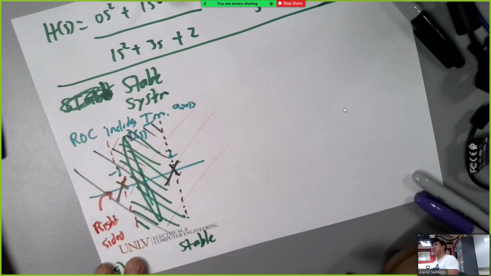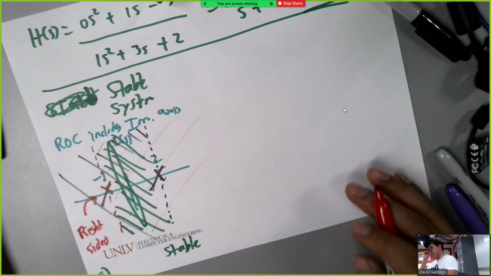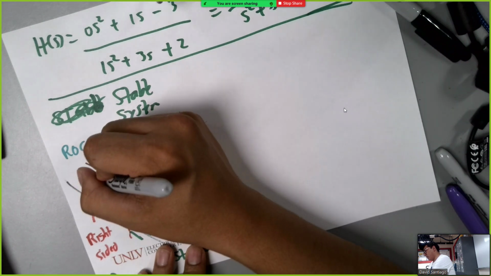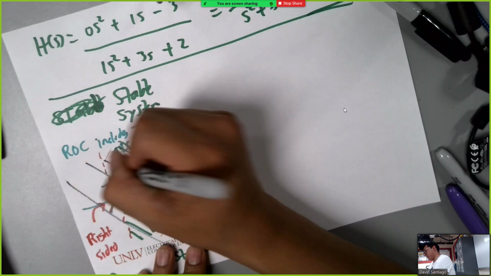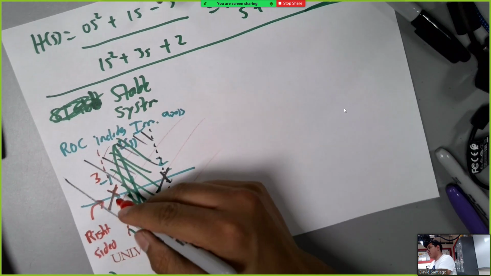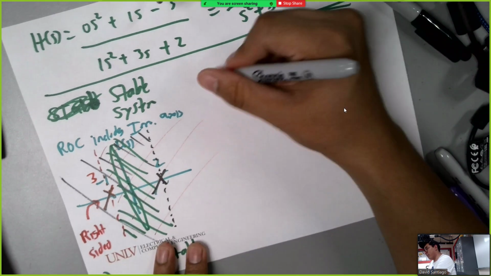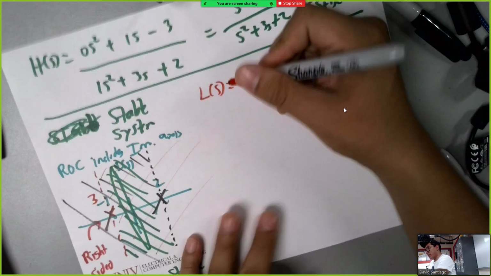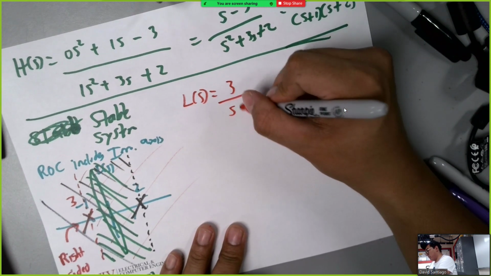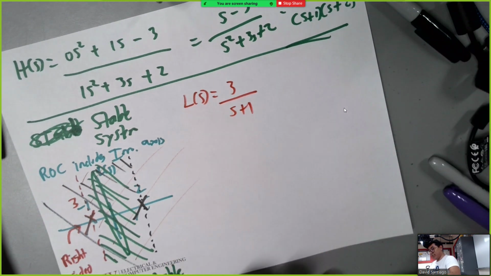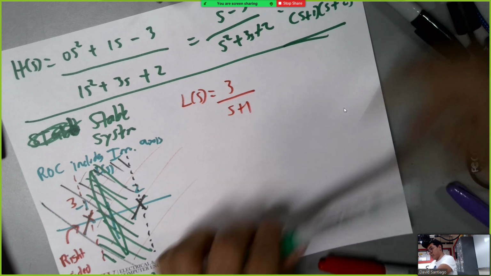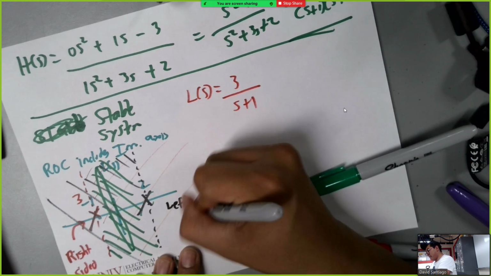So if you had the following, let's give it a residue value of, what number do you guys like? 3. This one has a residue value of 3. So in the Laplace domain, L of S, you're going to get 3 divided by S plus 1. And then you see this pole right here, this is going to be left-sided.